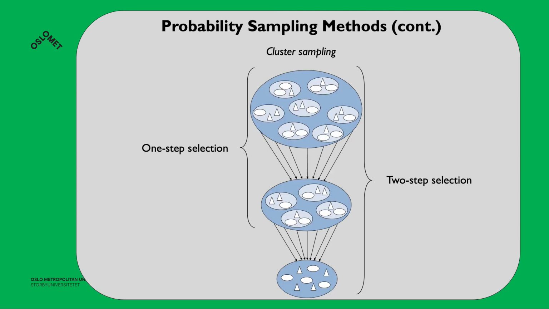And that can be illustrated like this. You do a one-step selection. You randomly choose a number of clusters, and then you investigate all the units in these clusters, or you draw a random sample of clusters, and then again from these clusters you draw some units which you include in your study, and that's a two-step selection.